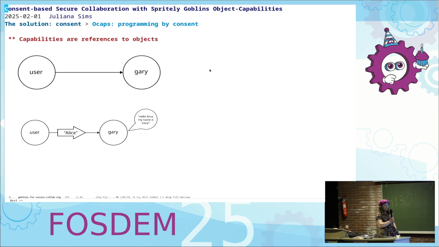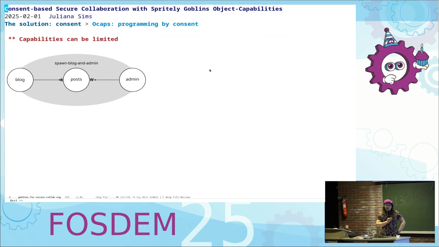And capabilities are just, at the programming language level at least, which is the level I'm most familiar with through Goblins, they're just references, pointers, if you want to go down that low of a level. And so here we see a user object with a reference, a capability, on the object Gary, and we see the user object sending the message Alice, to which Gary responds, "Hello Alice, my name is Gary." These diagrams are from our Heart of Spritely white paper. They're describing code. They're not perfect for the things I'm going to be talking about, so I'll try to explain as best as I can.